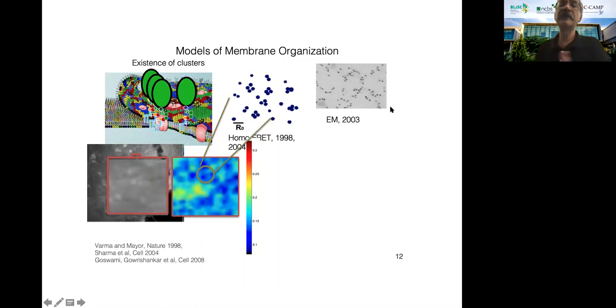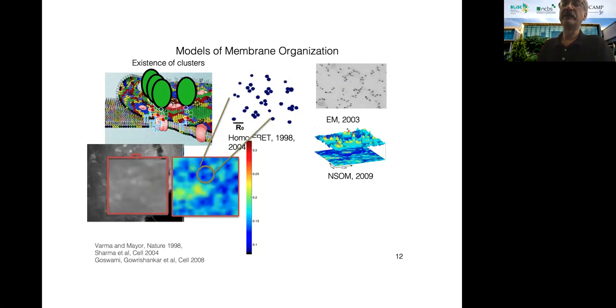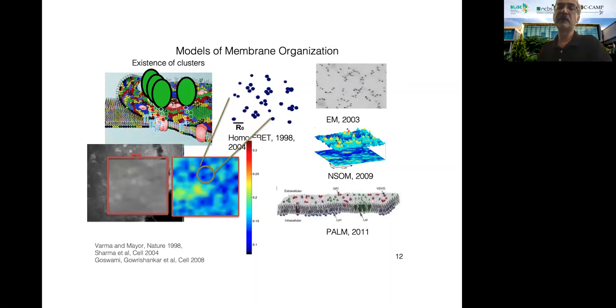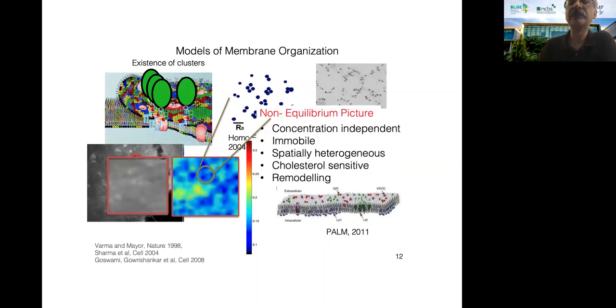Subsequently, using other methods, people showed that, using in fact, Thomas who's on the call here, using near-field scanning optical microscopy, showed that you have clusters of GPI anchored proteins also produced in the membrane of living cells. But again, he looked at them in fixed preparations. And then subsequently, Jennifer Lippincott-Schwartz mapped out with PALM, that is a super resolution technique, showing that clusters are formed.